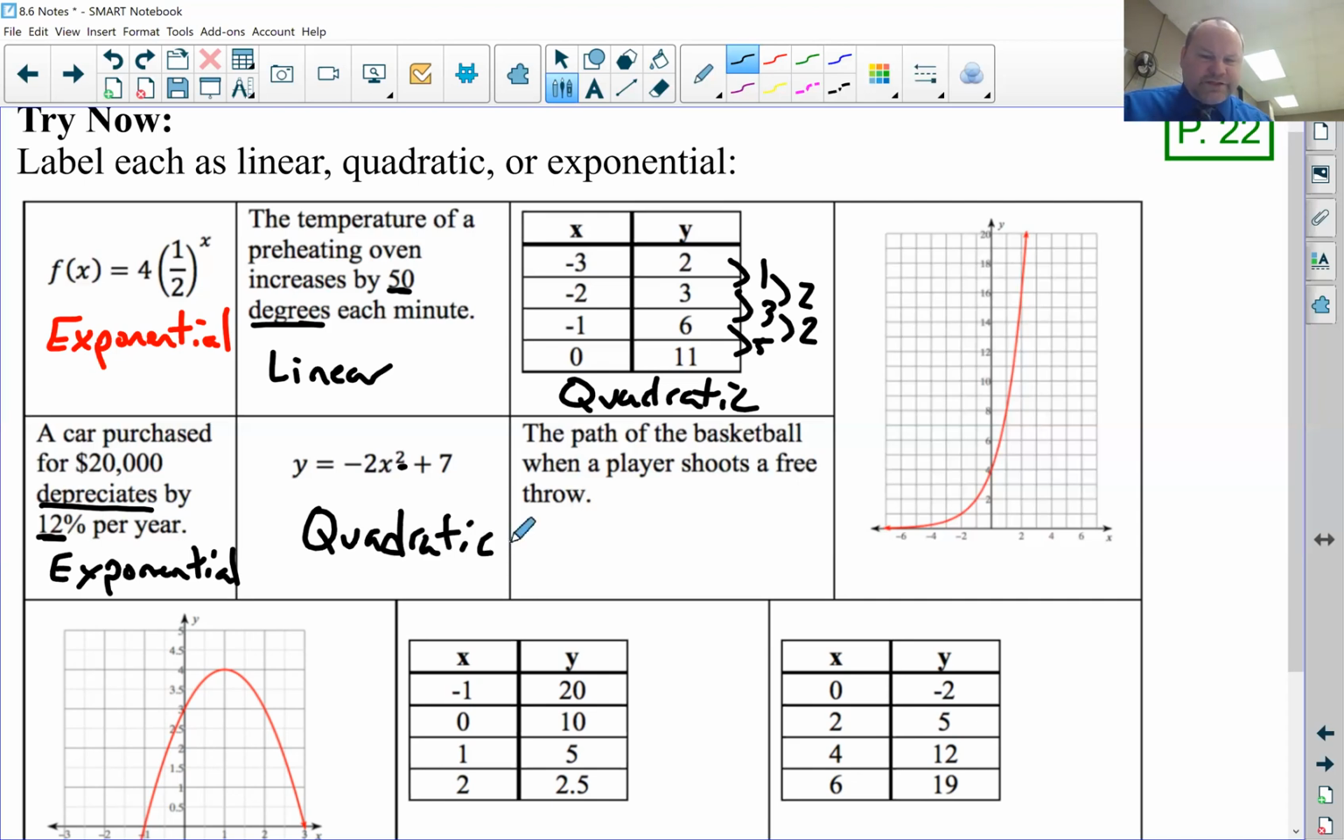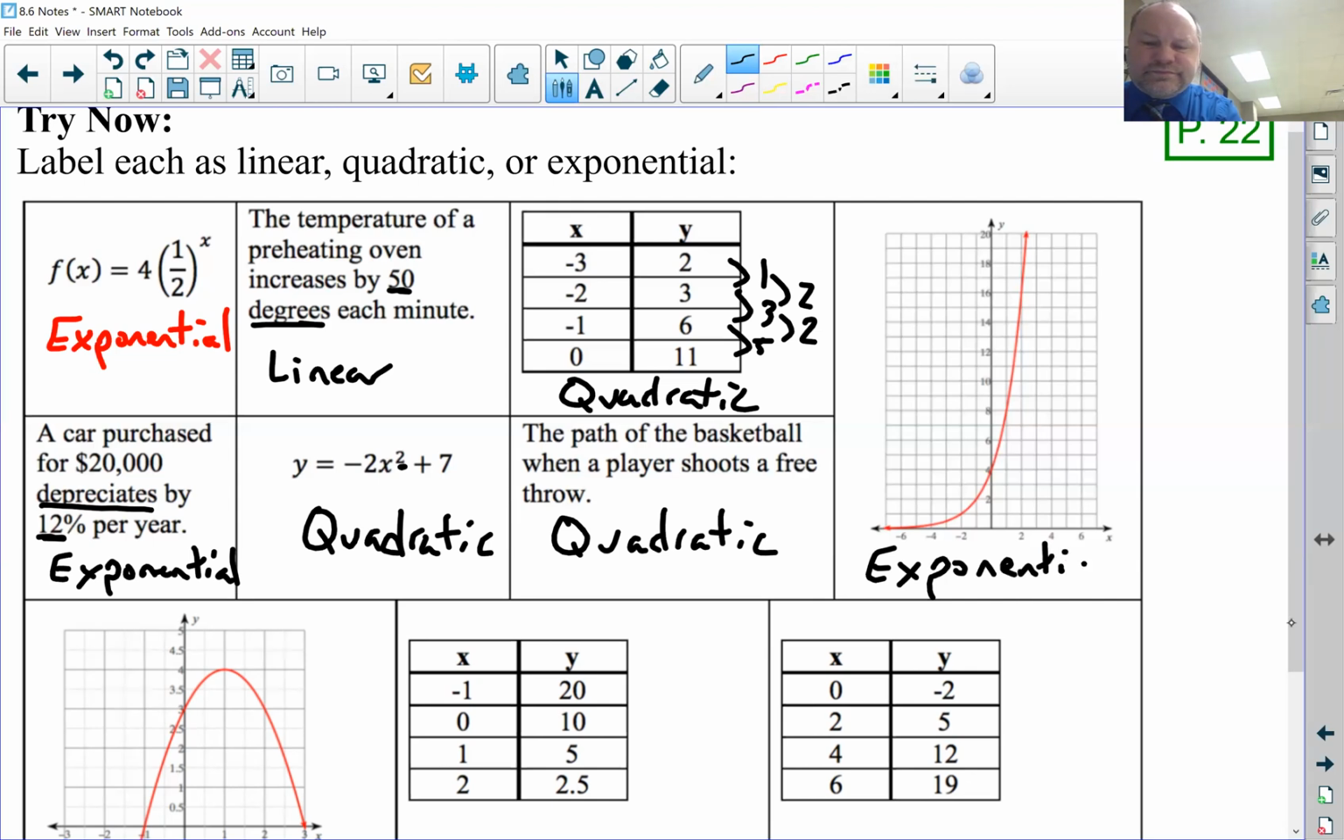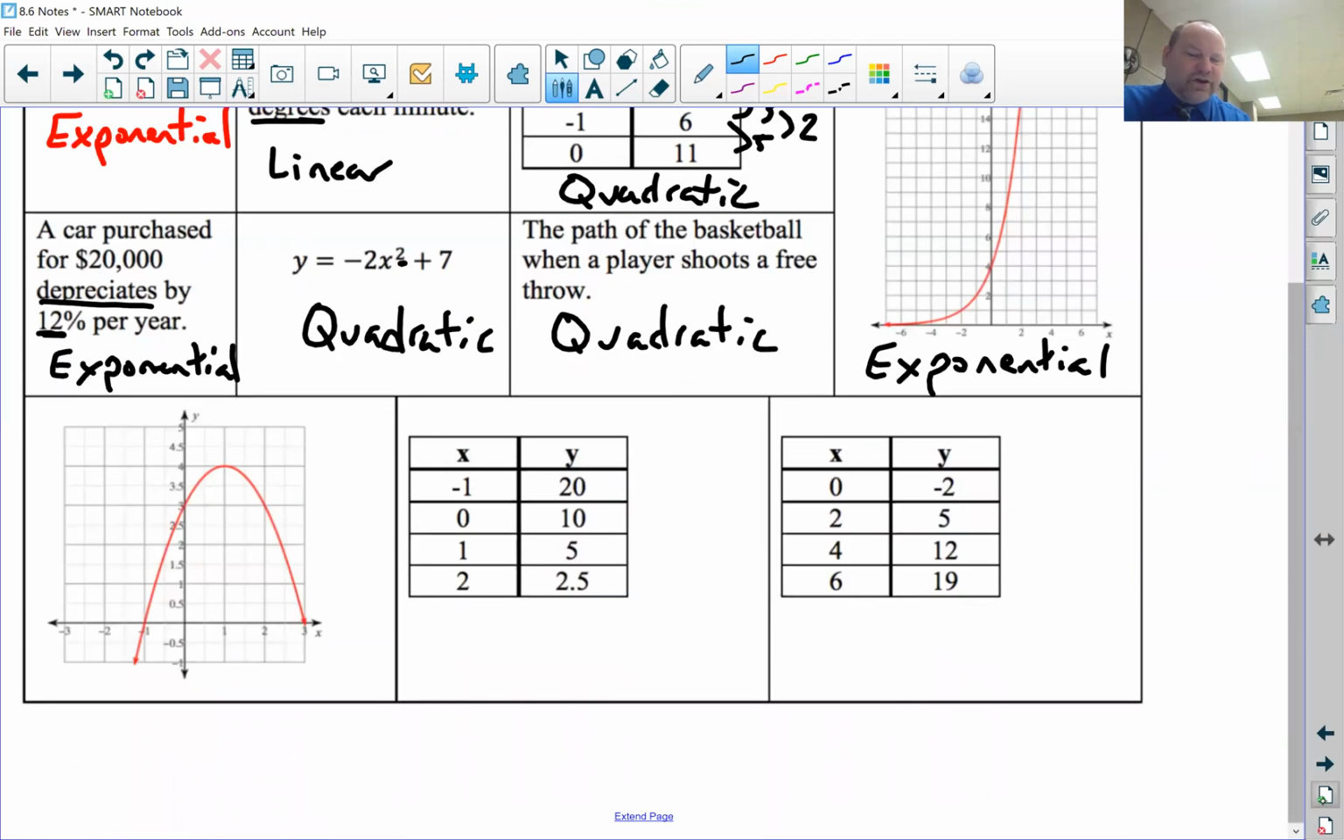The path of a basketball when a player shoots a free throw, that's a vertical motion. Excuse me. So quadratic. There's our graph increasing very quickly. Exponential. There's our upside down parabola. I'll write it underneath. Quadratic.